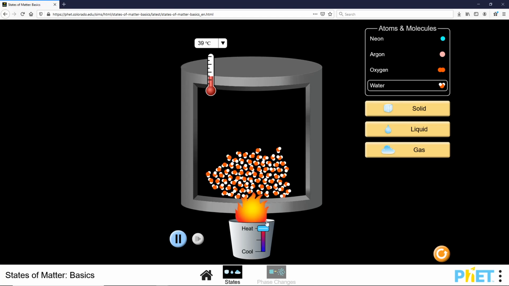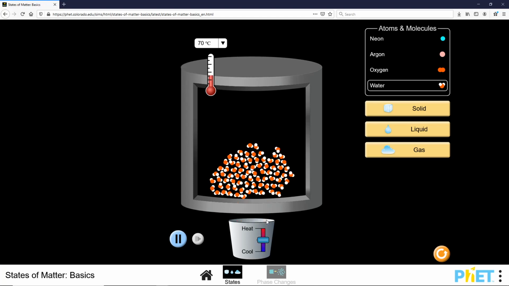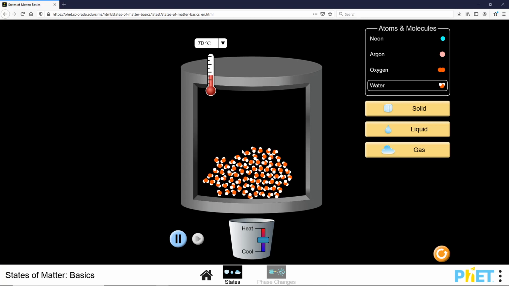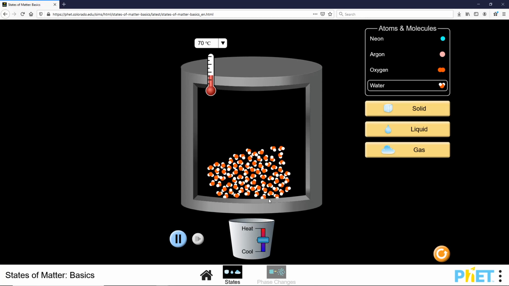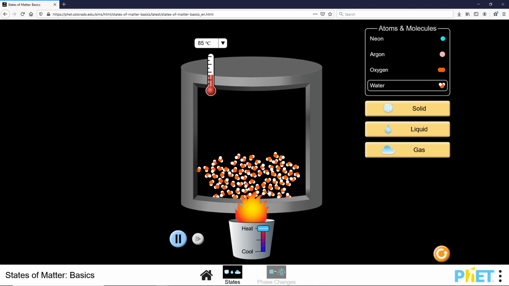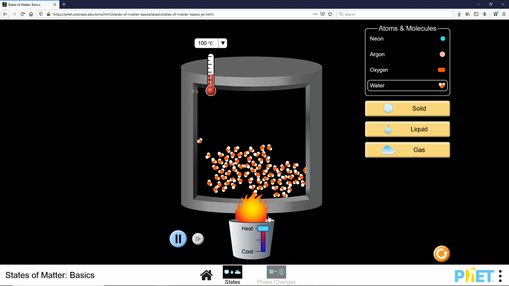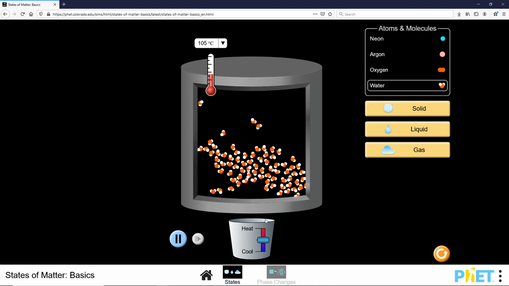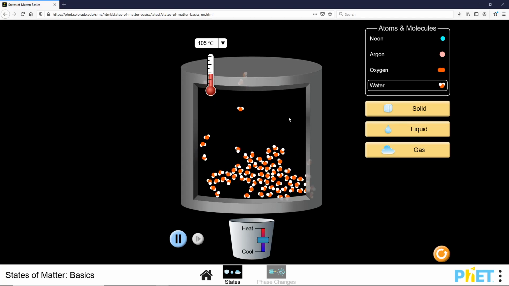You should see it slowly become more like a liquid. So it's 70 degrees Celsius now. It should probably be close to a liquid. You can see it moving over each other, but a little bit more freely, a little bit more random than the solid. And finally, when we hit 100 degrees Celsius, that is when it starts to become a gas.